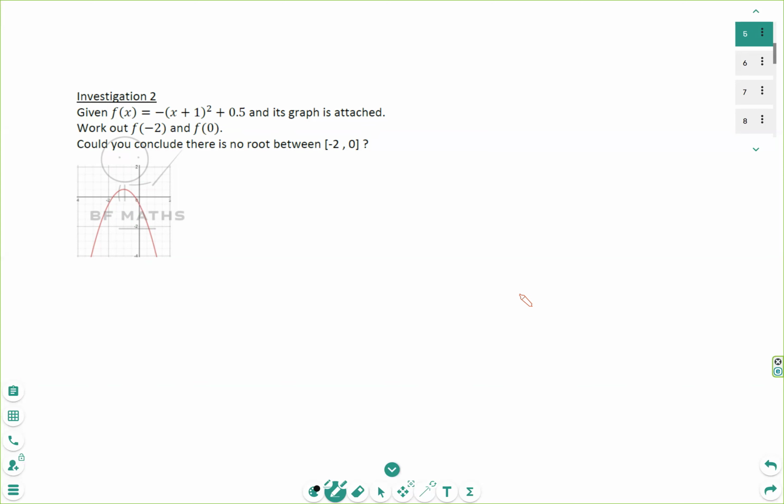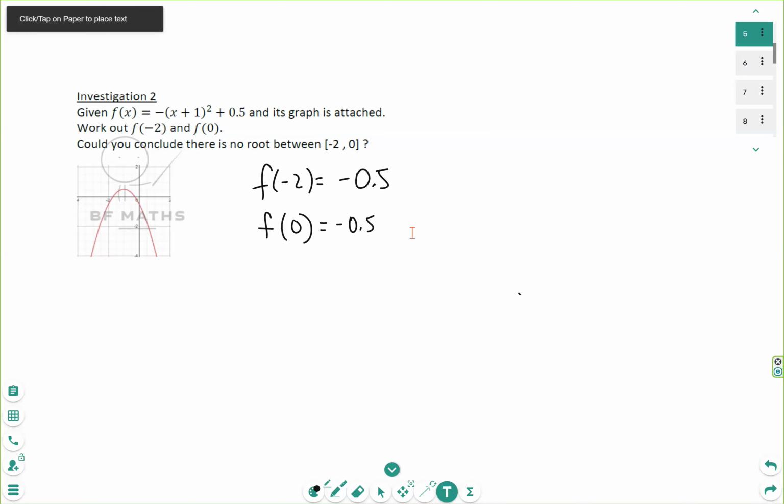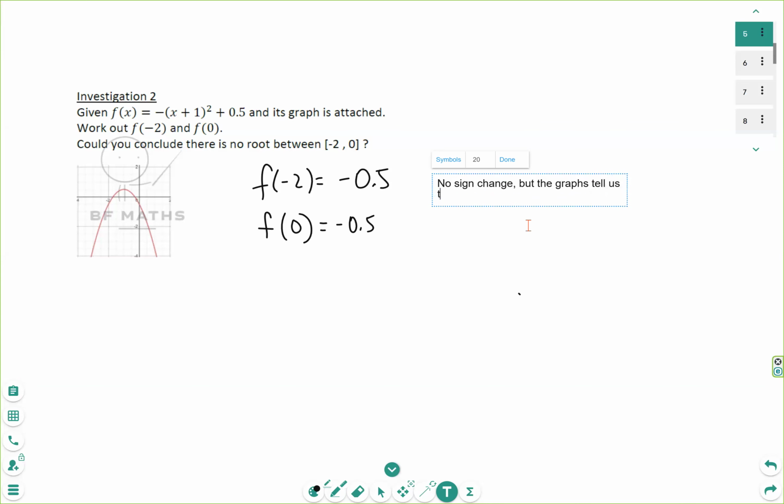If you put f of minus 2, you should get f of negative 2 as negative 0.5. And if you put f of 0, you also get negative 0.5. So what's happening in here? Is there any root in between? No sign change, but the graph tells us there are roots. So just because there's no sign change, it doesn't mean there is no root. Because if you look at the graph, there are roots. These two are the roots. So minus 2 to 0.